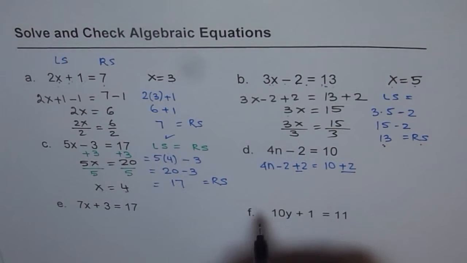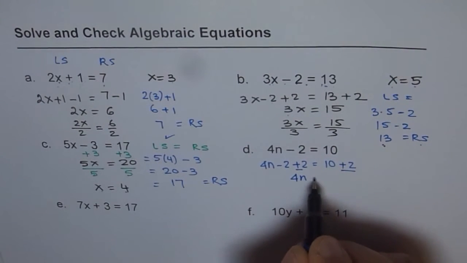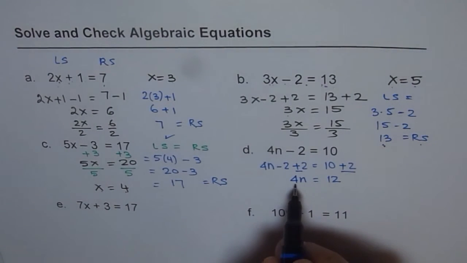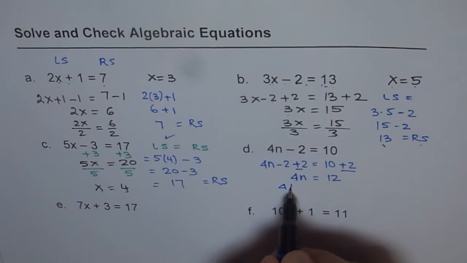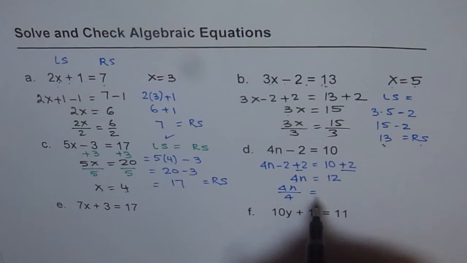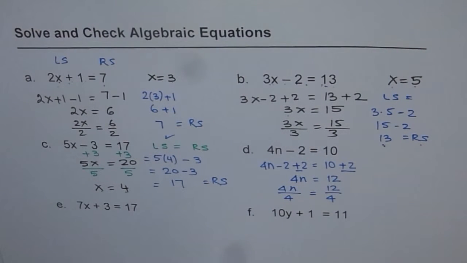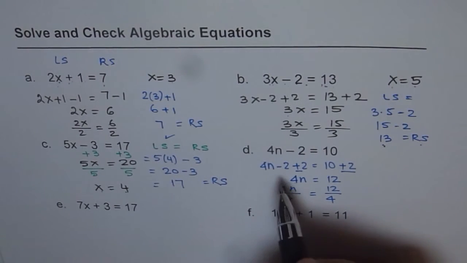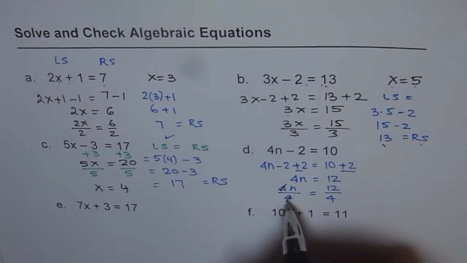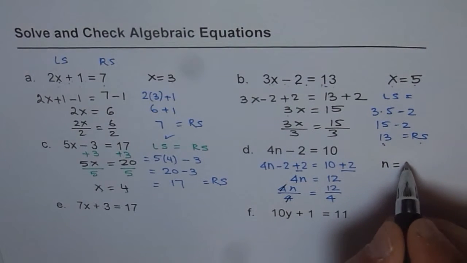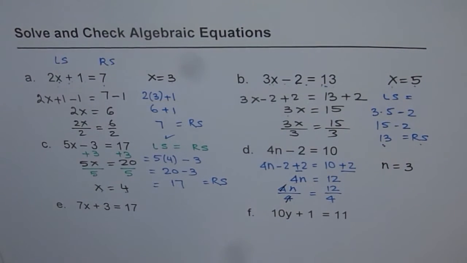Now, minus 2 plus 2 is 0. So we are left with 4n equals 10 plus 2, which is 12. Now let's divide by 4 on both sides. So we get 4n divided by 4 equals 12 divided by 4. Now what is 4n divided by 4? 4 and 4 cancel out. That means we are left with n. So we get n equals 12 divided by 4, which is 3. n equals 3 is our answer.